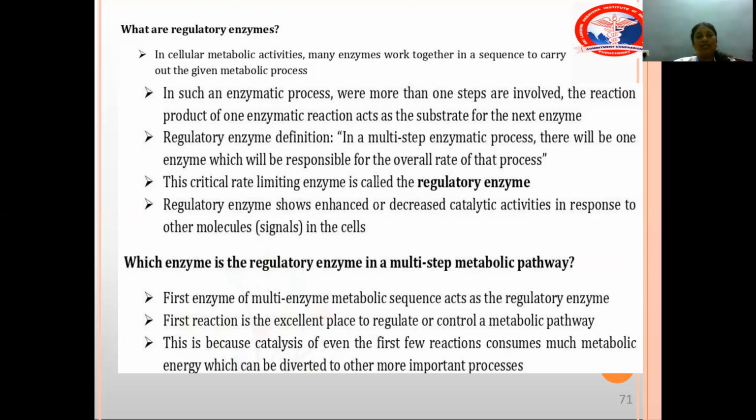In a multi-step metabolic pathway with so many steps, which enzyme will act as the key regulatory enzyme or rate-limiting enzyme? In almost all metabolic pathways, the first enzyme of a multi-step metabolic pathway will act as the regulatory enzyme. So the first reaction is the perfect place to regulate or control a metabolic pathway.